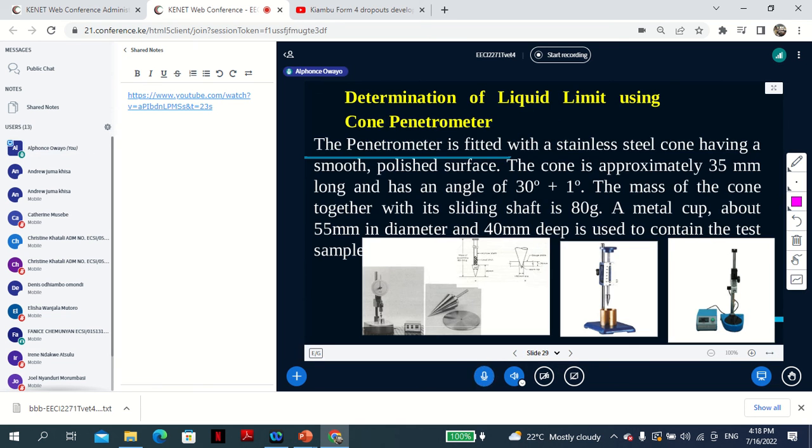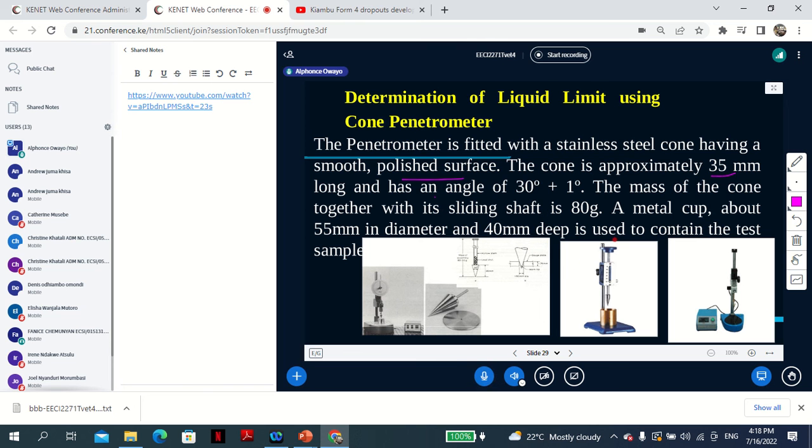Now you could also determine the liquid limit using a penetrometer, or cone penetrometer. The penetrometer is fitted with a stainless steel cone having a smooth polished surface. The cone is approximately 35 millimeters long and has an angle of 30° plus or minus 1. The mass of the cone together with its sliding shaft is 80 grams.